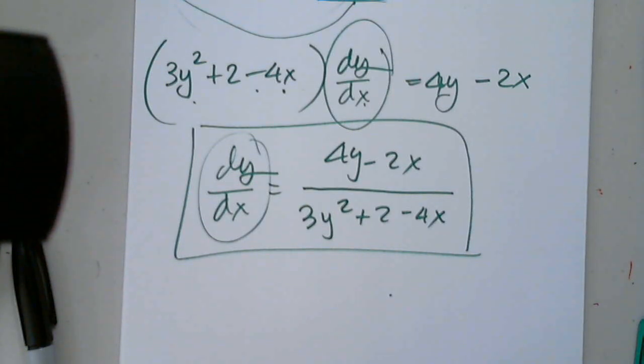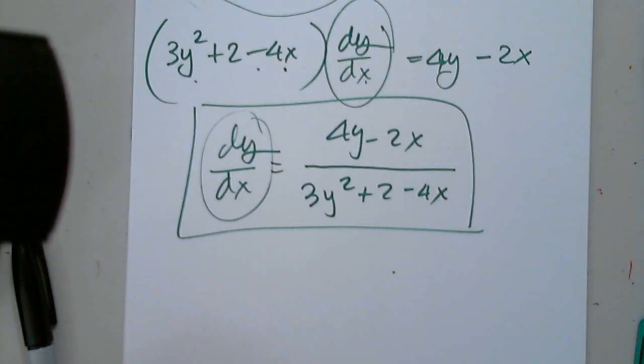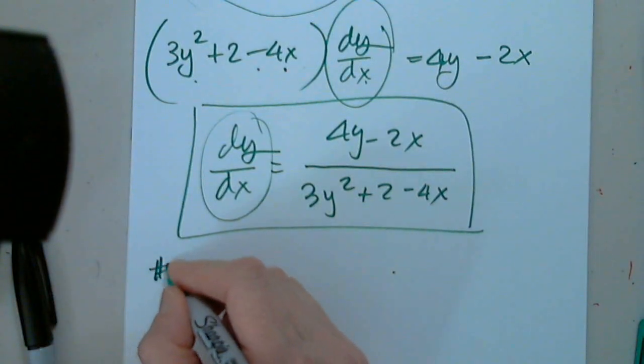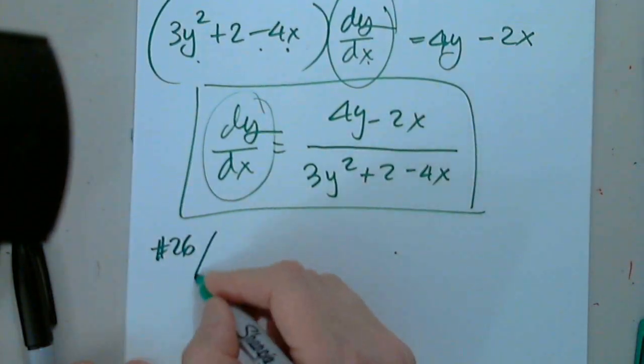Anything you like from 15 to 33. Anything. 26. Let's take a look. Where is 26? I see it. Perfect. Awesome. 26 on 359.